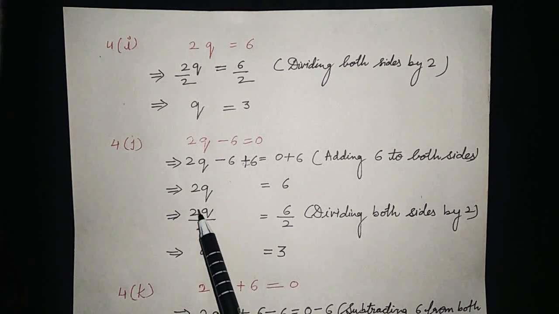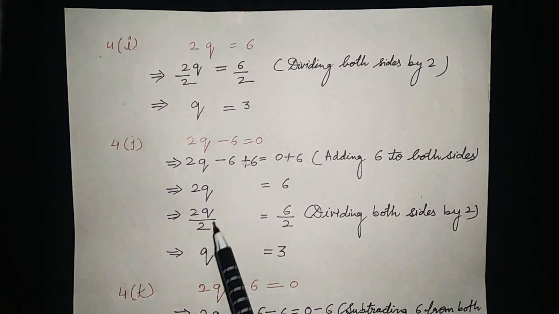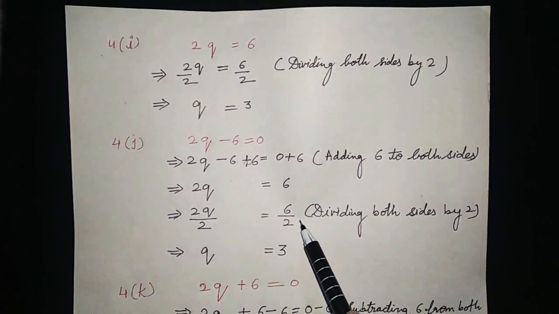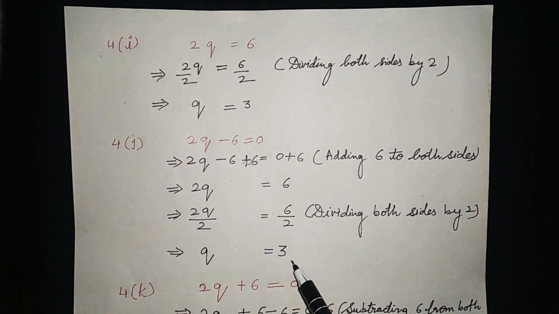So here 2 1s are 2, 2 1s are 2. What will come? q here. And when we divide 6 by 2, what will come? Here we will get 3.